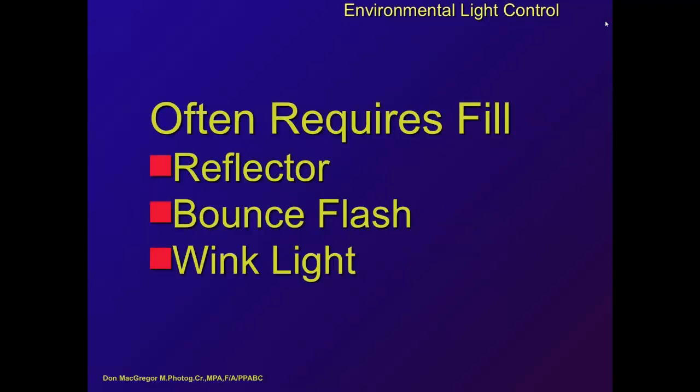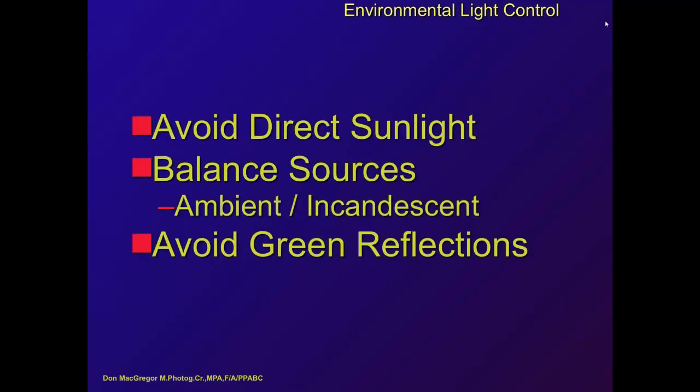It often requires fill. It often requires use of a reflector, bounce flash, or a little wink light to open up the eyes. You want to avoid direct sunlight through a window. You want to be very careful of balancing the sources. In a room, you could have a lot of ambient light, which is usually incandescent, sometimes fluorescent. That's dangerous. You do not want to contaminate the skin with those, and you want to avoid the green reflections that can sometimes come in off of grass through the window, and you'll see that in the underside, under the chin, under the eyes, like where the bags are on the eyes, under the nose.